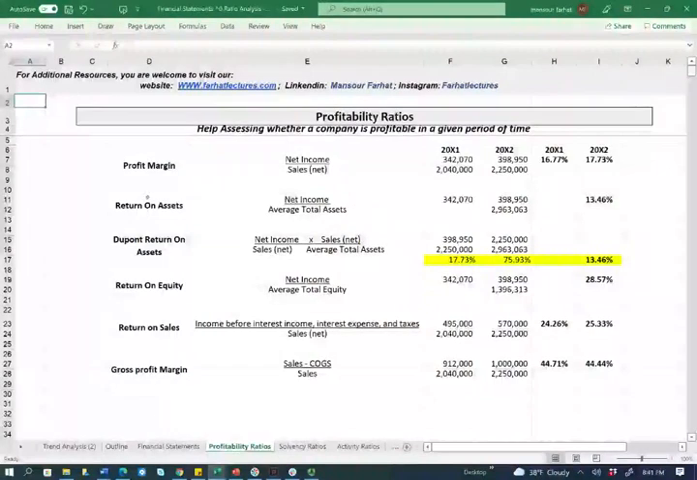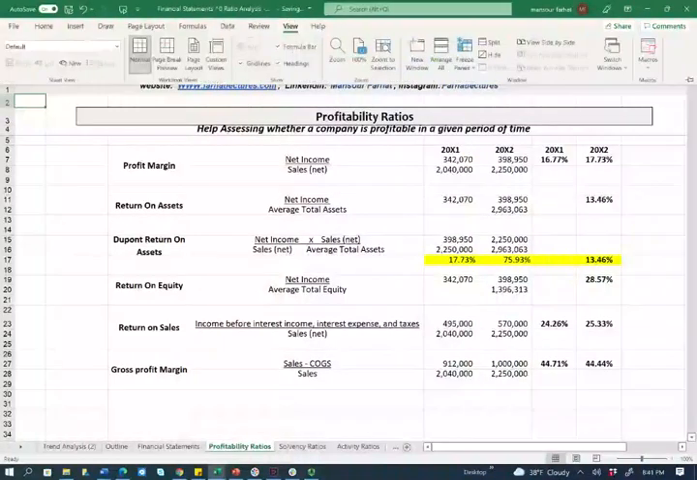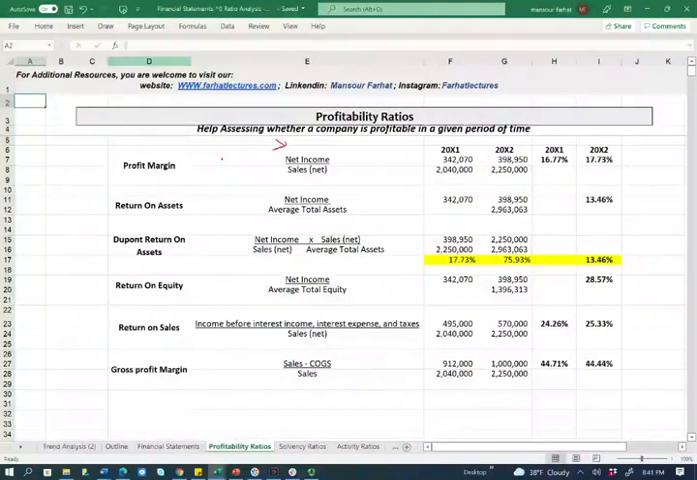The first ratio we're going to look at is something called the profit margin. So I'm assuming you are familiar with the income statement. And what is the profit margin? The profit margin is taking the bottom number on the income statement, which is net income, and dividing it by the top number, which is sales.